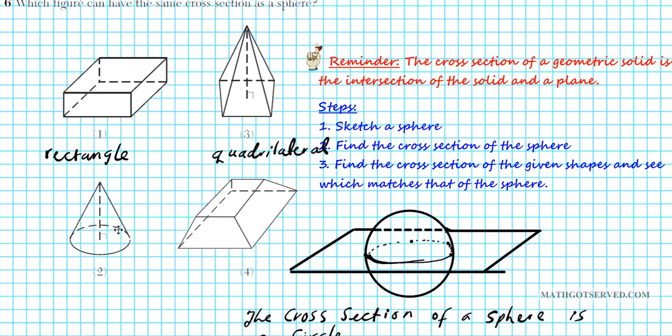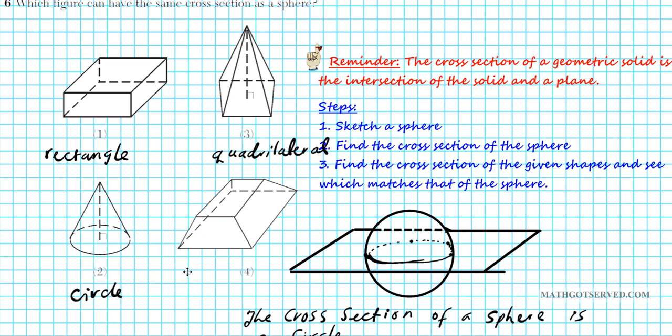And then here, look at the shape of the base. What do you have? You have a circle for the cone as the cross section. If you slice this cone with a plane, you will also have a circular outline. If you look at this truncated prism, look at the shape of the base. What kind of cross section is that?